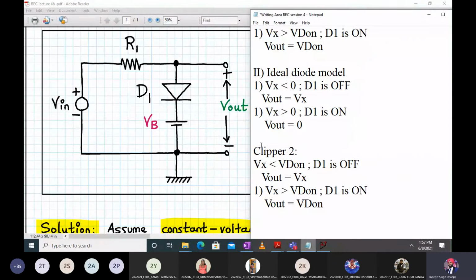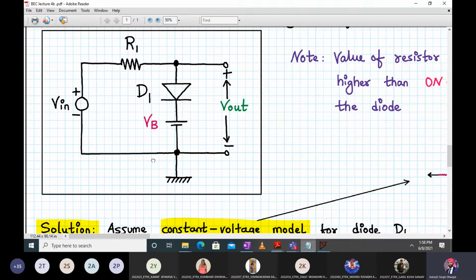Here it is. So this is my clipper number 2. Here what I will say, if Vin is greater than VD on plus VB, it has to overcome that, right? Then the diode is on. Then my output voltage will be what? We will decide that when the Vx voltage is less. Let's write Vin now. From now on, we will write Vin. So when Vin voltage is greater than VD on plus VB, here it is less than. Now these are the two conditions, right?